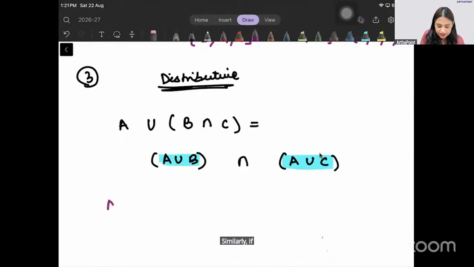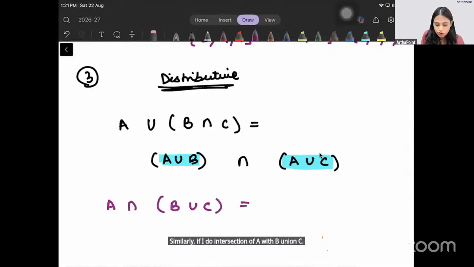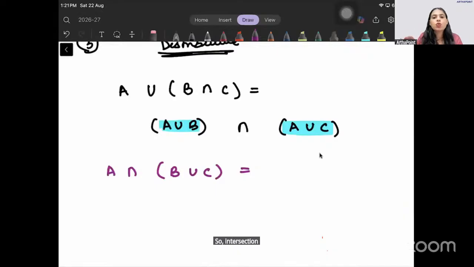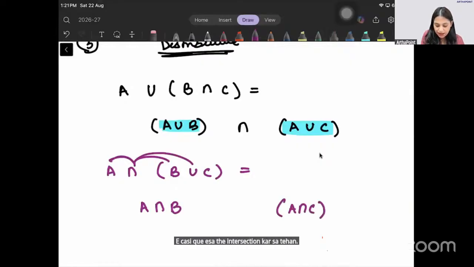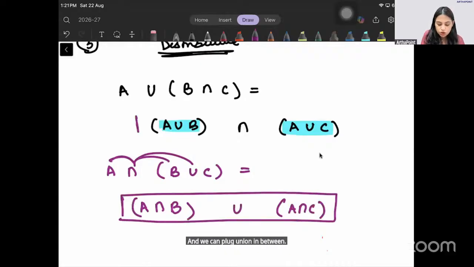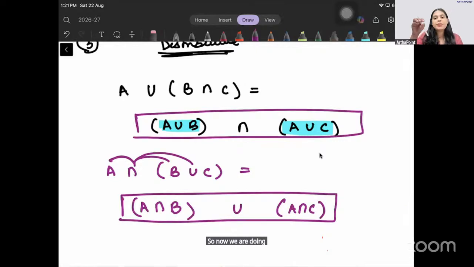Similarly, if I do the intersection of A with (B union C), then the intersection will distribute itself. So first we can do the intersection of A with B, and the intersection of A with C, and we can plug the union in between. So now we are doing the intersection separately with B and separately with C.